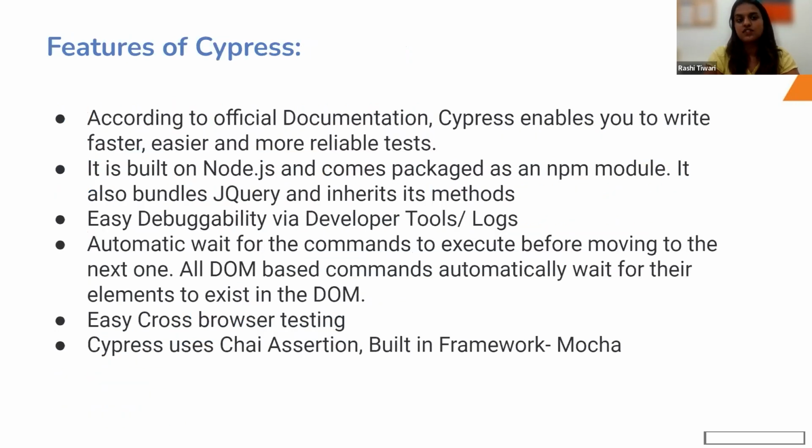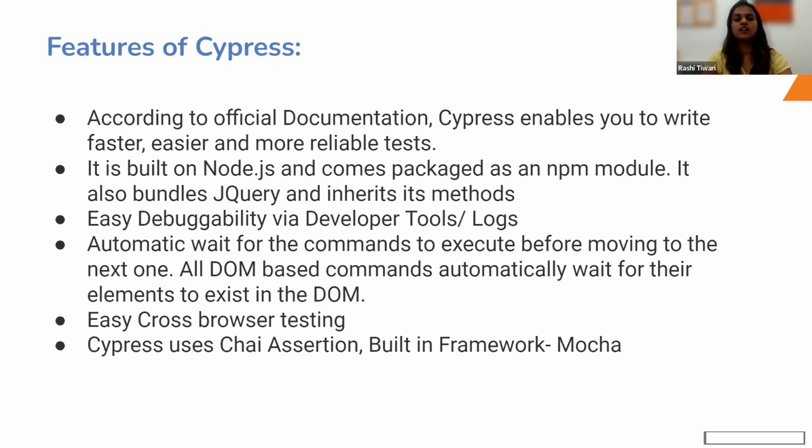Second slide is features of Cypress. According to official documentation, Cypress enables us to write faster, easier, and more reliable tests. It is so because Cypress is relatively new to the market, so it has taken care of a lot of drawbacks or the pain points which we had in Selenium. And it comes as an npm module, so we can use javascript. We can only use javascript while coding in Cypress, so some basic knowledge of javascript is required to work with Cypress. And with Cypress commands, we can also use jQuery methods as well.